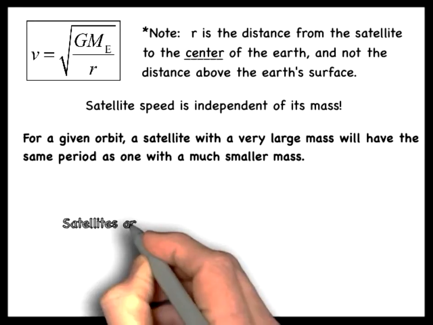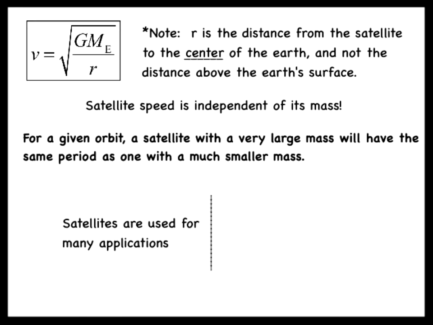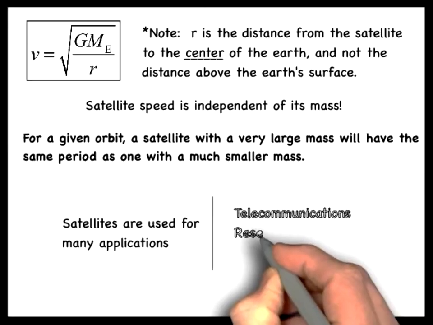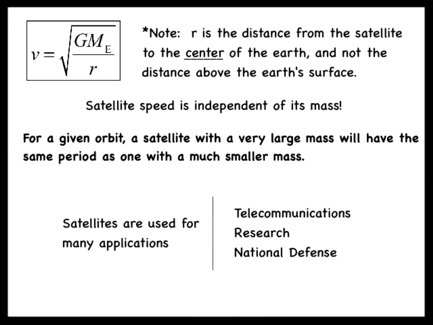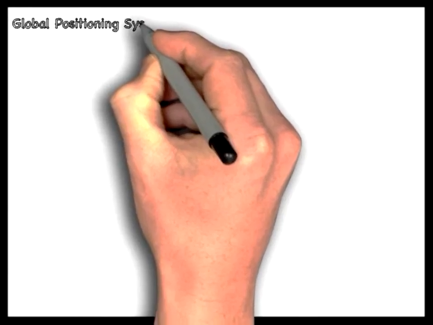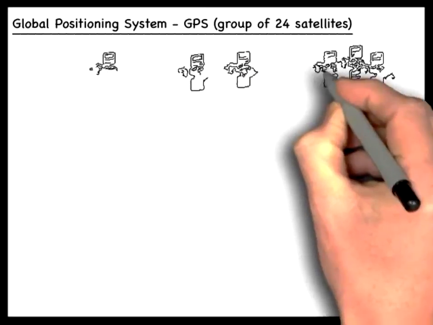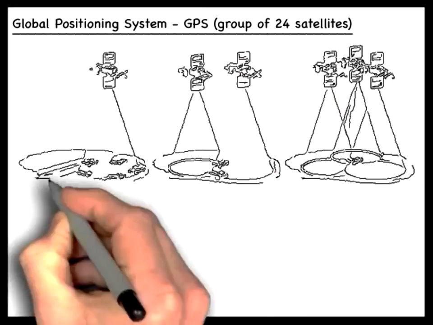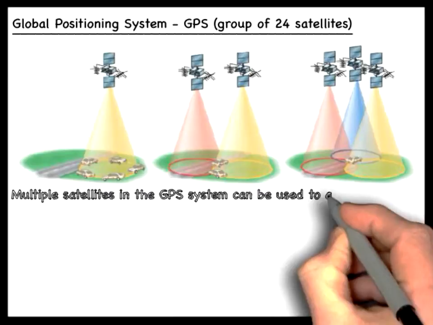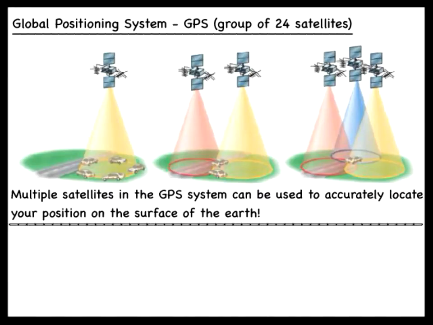Satellites are used for all kinds of applications, including telecommunications, research, and national defense. There are literally thousands of artificial satellites currently in orbit about the Earth. One network of 24 satellites allows for the increasingly important application of global positioning, or GPS. This system can determine the position of an object on the surface of the Earth to within 15 meters. The accuracy of smartphone GPS systems can be even better when coupled through their cellular network.